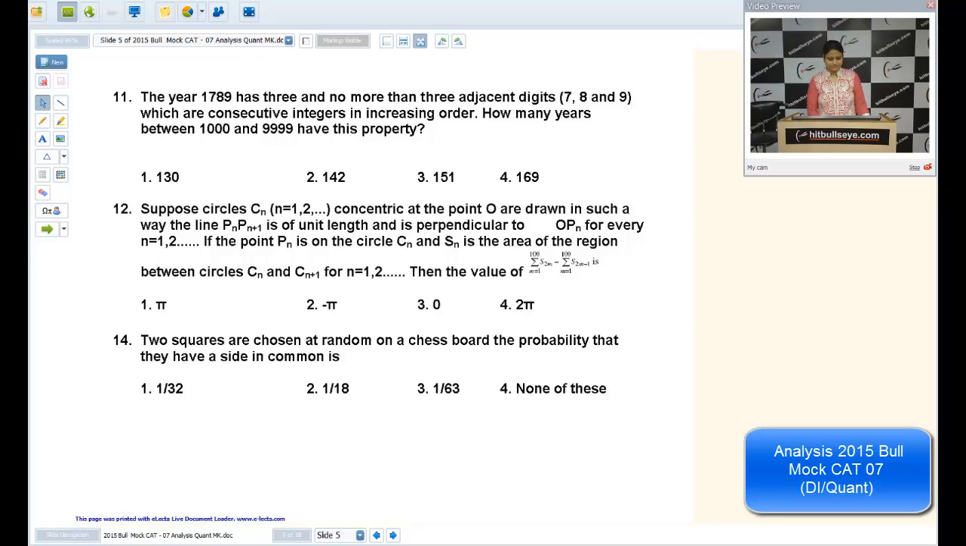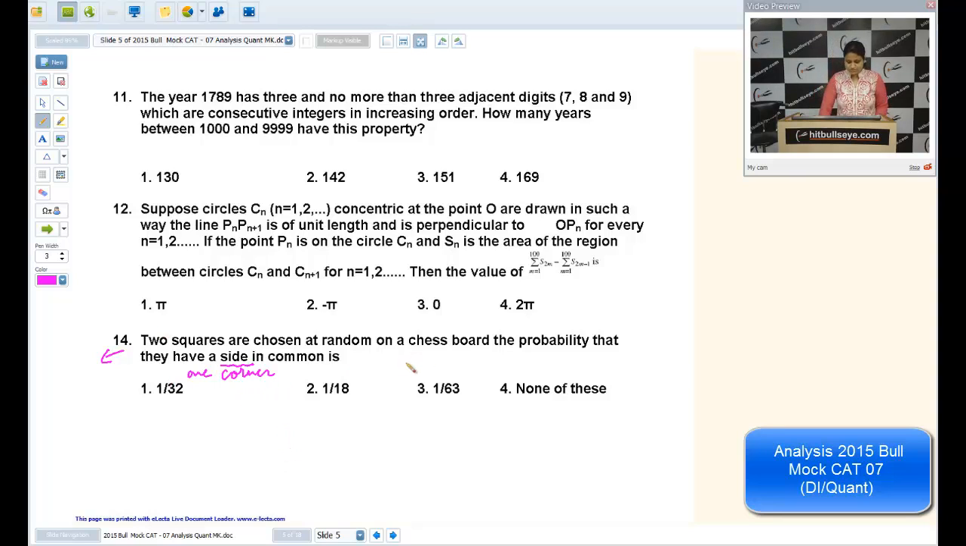Question number 11, 12 or 14. 14 is a very frequent question. I've seen this question in many exams. Sometimes they have a side in common, sometimes they have exactly one corner in common, and so on. There can be many questions on this concept. Okay, 14 first of all. If you have any problem in any of the questions, please write the question number in the chat box.